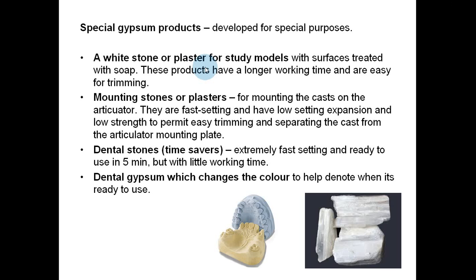Special gypsum products developed for special purposes. A white stone or plaster for study models with surfaces treated with soap. These products have a longer working time and are easy for trimming. Mounting stones or plasters, for mounting the casts on the articulator. They are fast setting and have a low setting expansion and low strength to permit easy trimming and separating the cast from the articulator mounting plate. Dental stones: extremely fast setting and ready to use in 5 minutes, but with little working time. Dental gypsum which changes colour to help denote when it is ready to use.